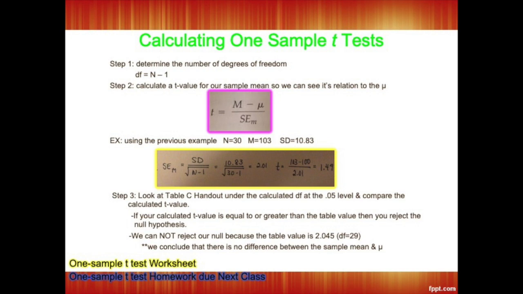And so if we were to do this one sample t-test using the previous example, you could see it worked out there. We take the standard error of the mean, we divide the standard deviation into the square root of n minus 1, and that would give us 2.01. And then we would be able to take that SEM of 2.01 and plug it into our t formula. So we would put the mean of 103 minus the given mu of 100, and then that would be divided by that standard error of the mean that we just calculated, 2.01, and that would give us a t-value of 1.49.